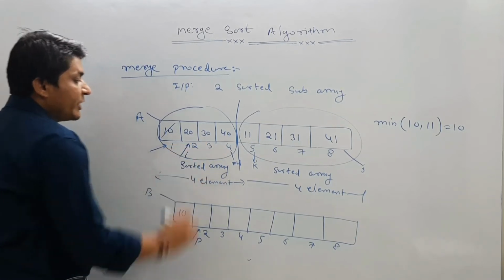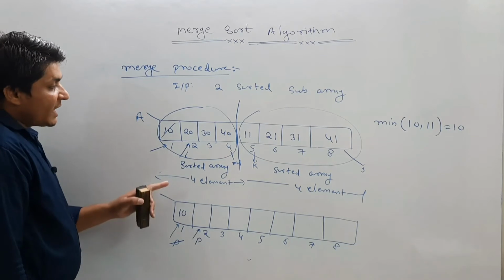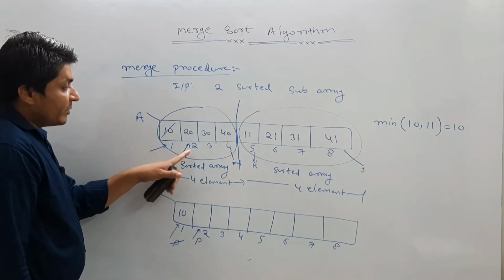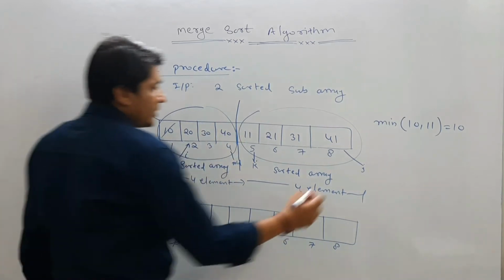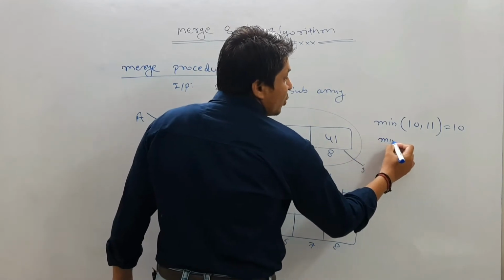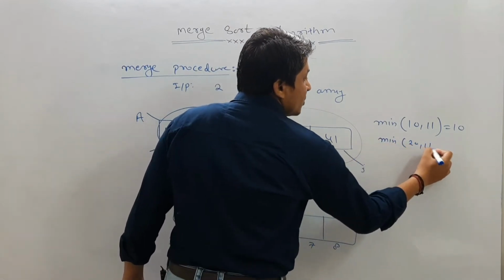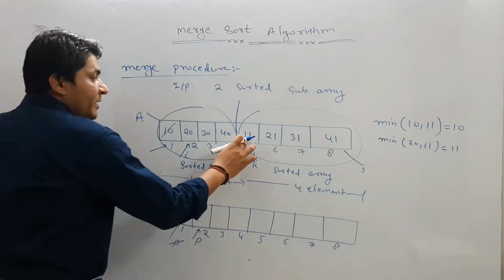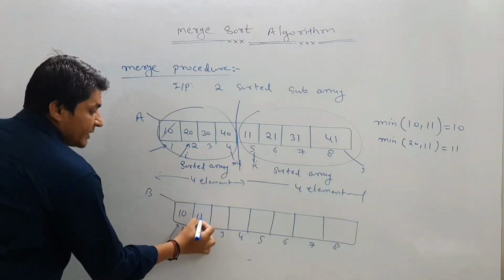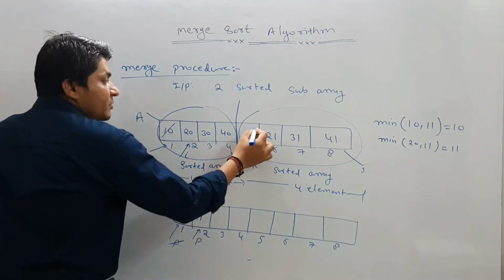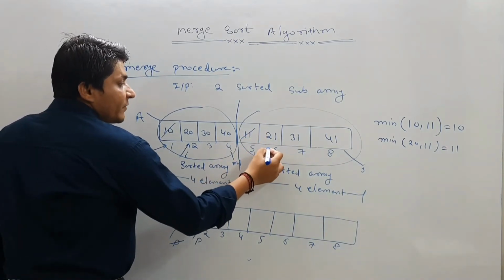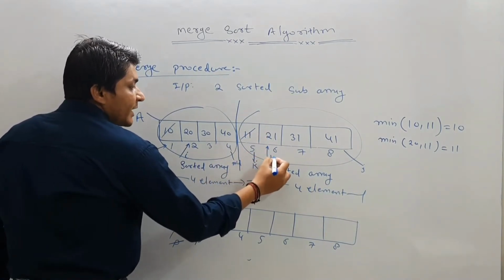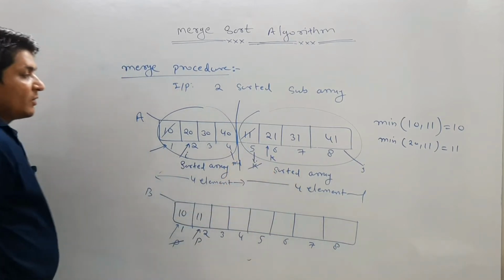So now I is pointing to the next element. Now again we are going to find the minimum of 20 comma 11. So what is the minimum in this case? Minimum is 11. So this time we are copying this 11. So 11 will be copied here. Correct? Now 11 is already copied, so we will increment the value of k. So now k is pointing to this second location.